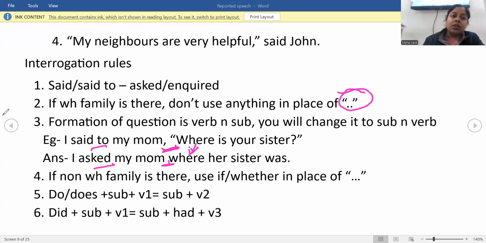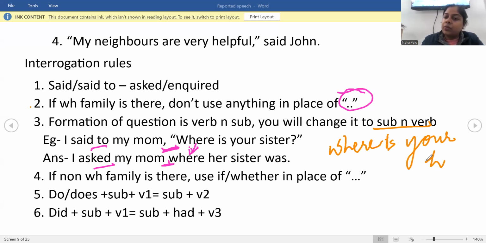Second step, a very important step that many students miss, is to interchange the subject and the verb. What does that mean? Whenever you are asked certain questions, somebody asked me, where is your home? So this is the basic formula of a question: whenever we pose a question, the verb always comes first and the subject comes later.